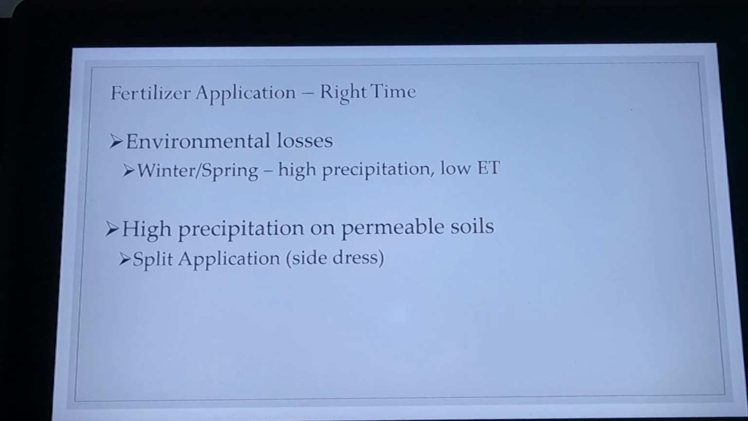And we're also going to want to do this to coincide with losses to the environment. You don't want to put all your fertilizer on up front because you're going to end up losing it to rainfall. And so that's why knowing what your soil type is and what the soil texture is going to help you know when and when not to apply those fertilizers.